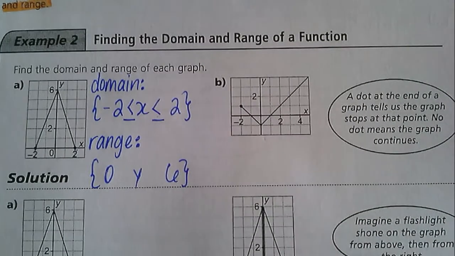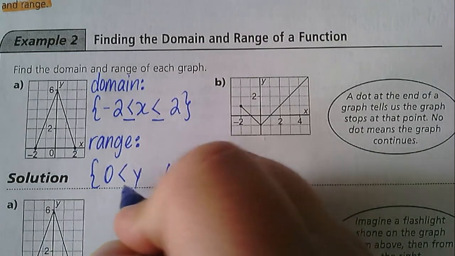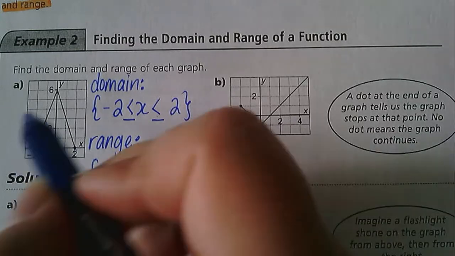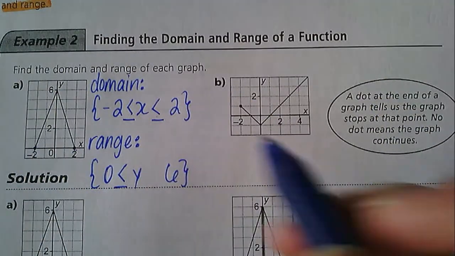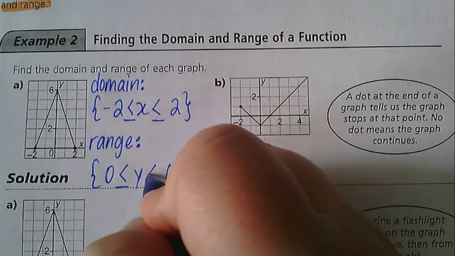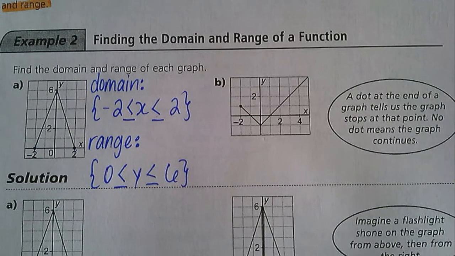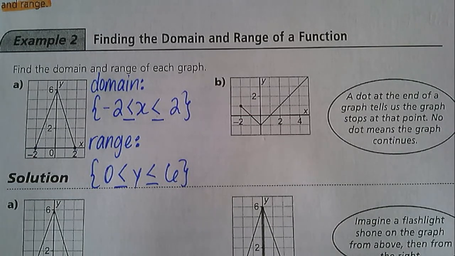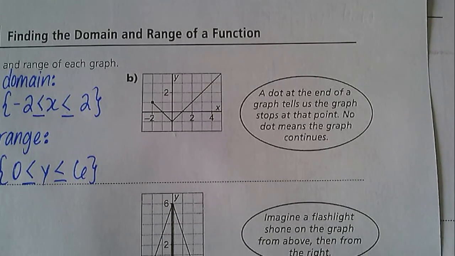So put my y in the middle there. And again, I'm going to do a double inequality for this one. So we could say that 0 is less than or equal to y, because again, it can be equal to that, to the 0 point. And y is less than or equal to 6. Okay. So again, that's our domain and range for the first graph, for graph A. Let's take a look at graph B.